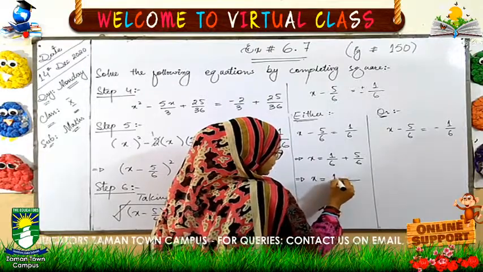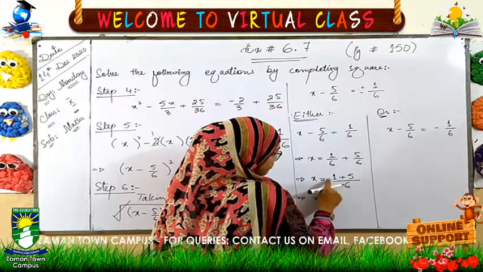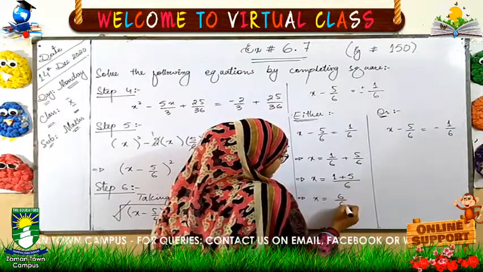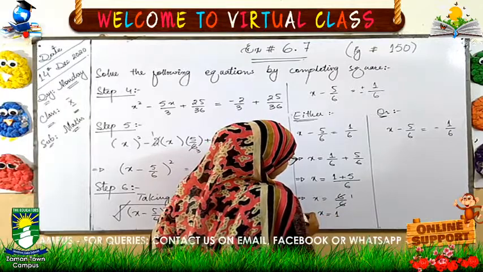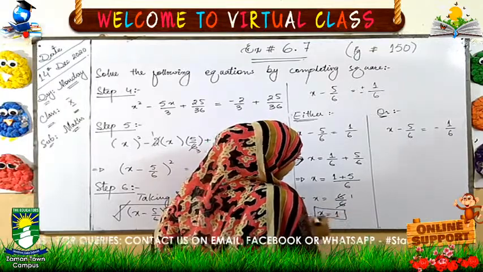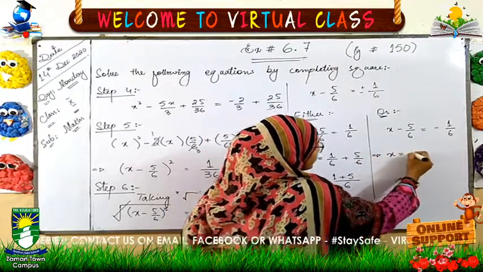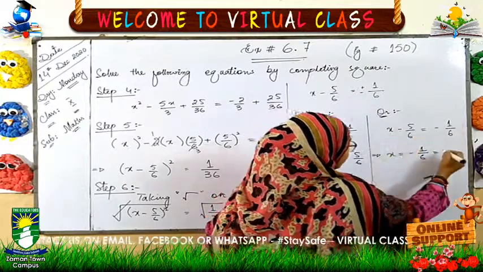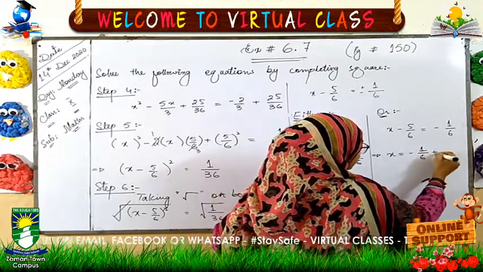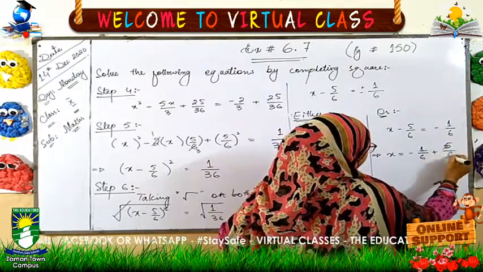6 upon 6 will be cancelled after adding 5 plus 1, which is 6, and the answer is equal to 1. So x is equal to 1. It is the first answer, and now we will solve it for the opposite side. x is equal to minus 1 upon 6, minus 5 upon 6 will become plus 5 upon 6.